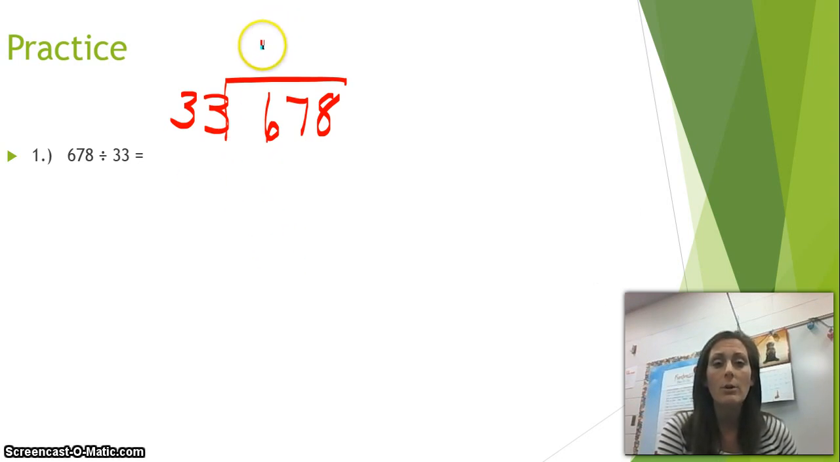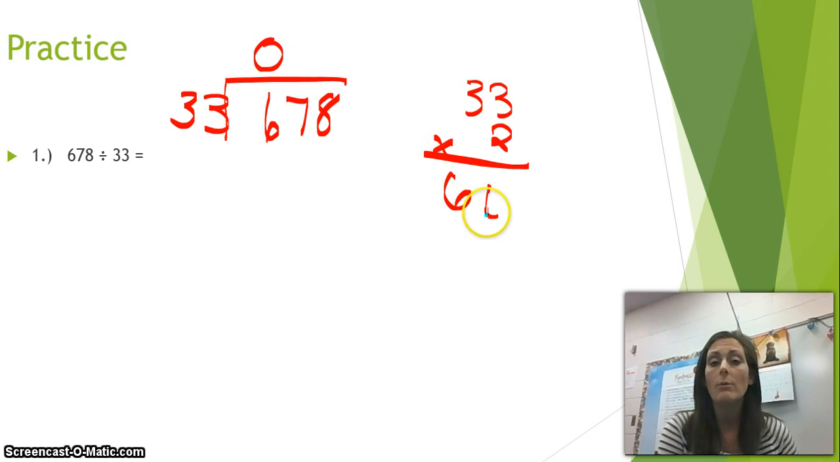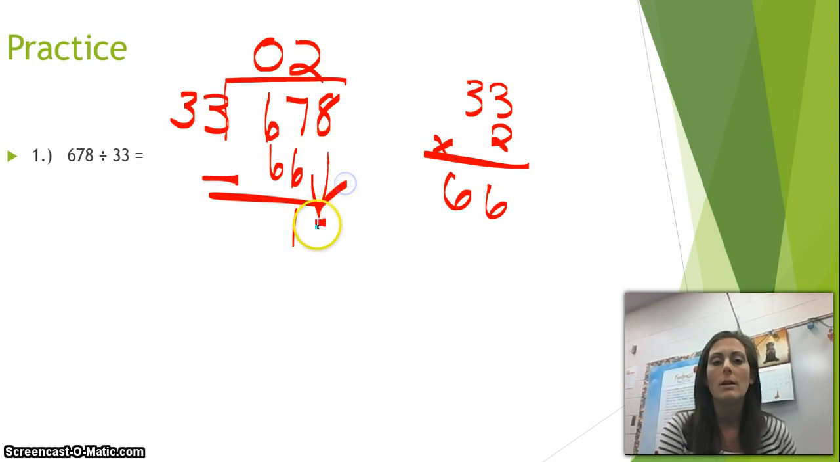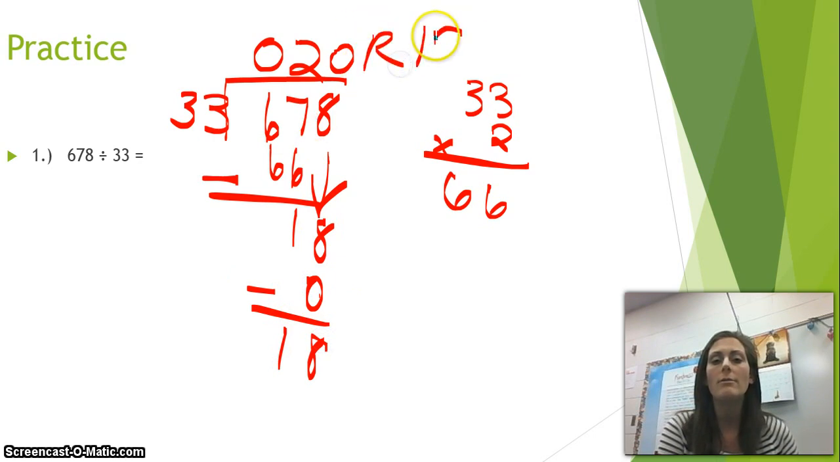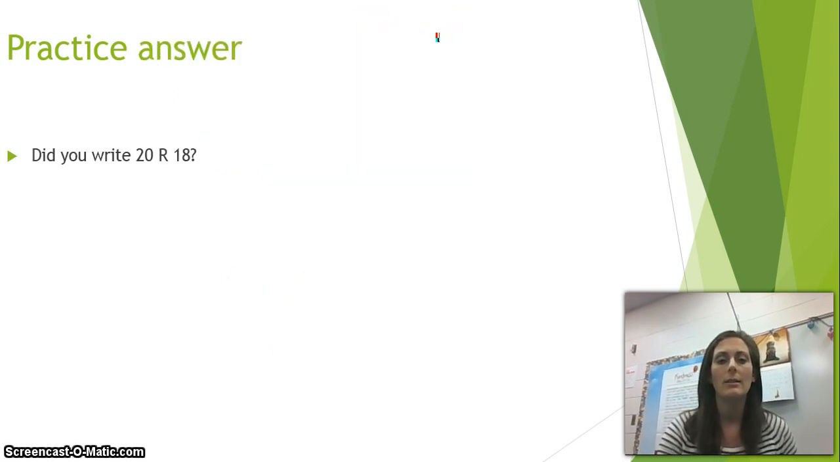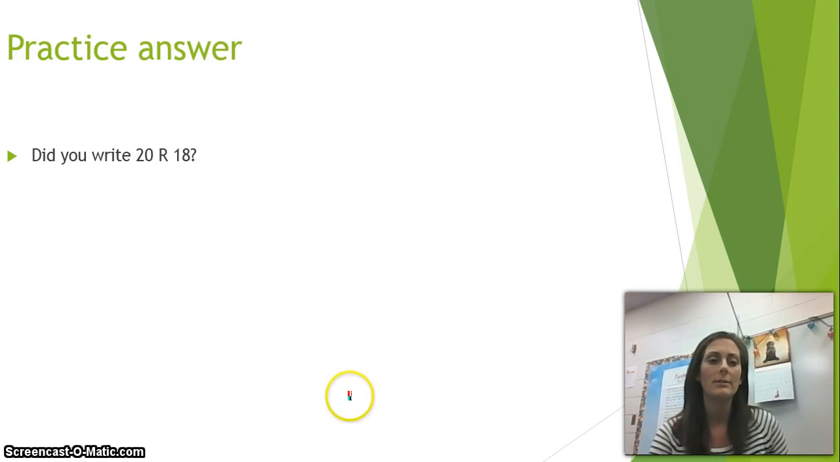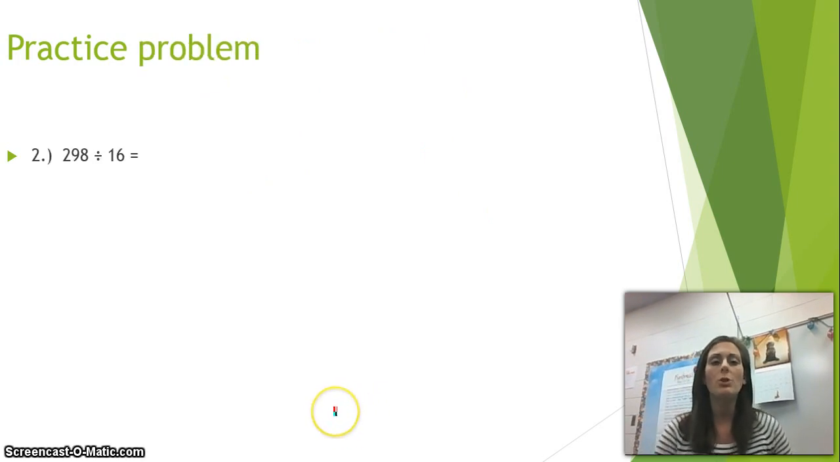So 33 does not go into 6. 33 goes into 67. My guess would be 2 times, because that would be 66. 2 times 33 is 66. 33 goes into 18 0 times. 0 times 33 is 0. So that would give us 20 remainder of 18. And we have the correct answer. Yay!